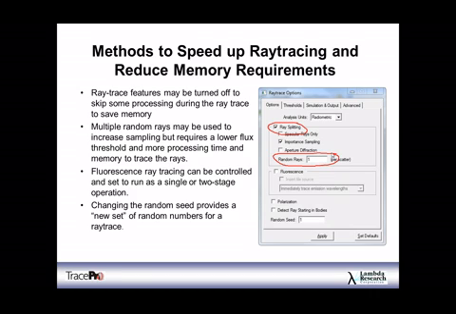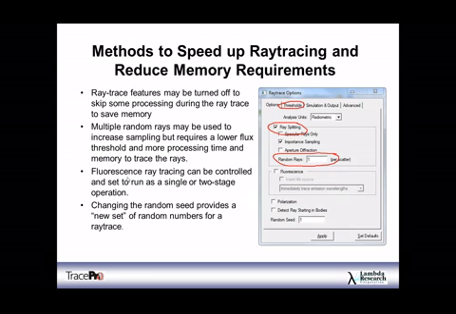That could be upped. You could actually specify random rays to be 10. If you're really interested in scatter and looking for that type of scatter event, you might want to set this higher. But leaving it at 1 uses less memory and speeds up the ray tracing. Now, if you have a specific area that you want to send rays to, I have a variance reduction technique for that, and I'll talk about it shortly. Multiple random rays may be used to increase sampling, but requires a lower flux threshold. So remember, if you're going to up this number of random rays, you also have to go to the Thresholds tab and reduce your flux threshold.